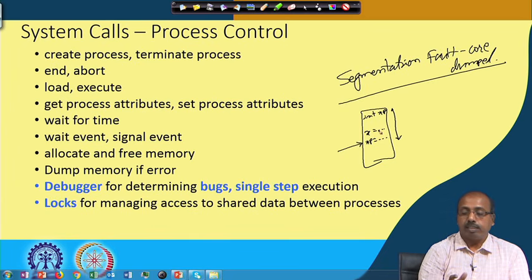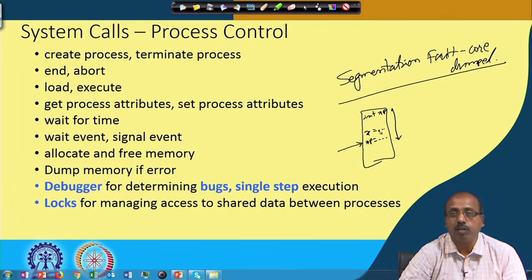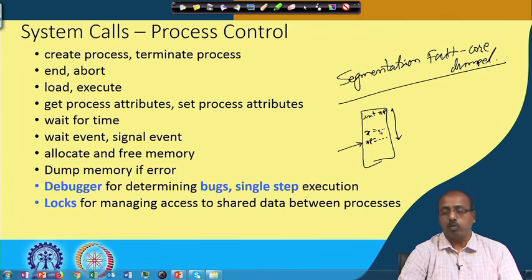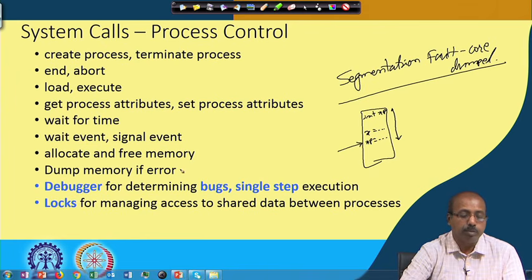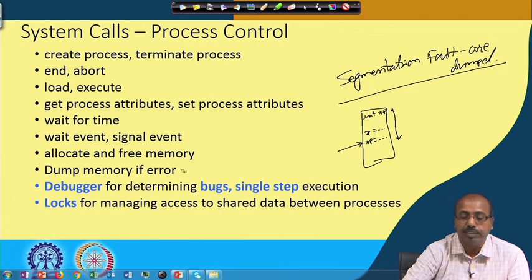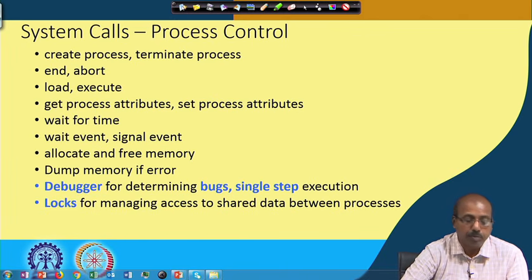That is the segmentation fault, core dumped. It is normally a huge file compared to the actual program code, because the program code is small, but the program may be making some recursive calls and so on, so this core becomes very large. This is also very important: the operating system should be able to dump the memory content if there is an error, so that we can figure out what went wrong with the program.